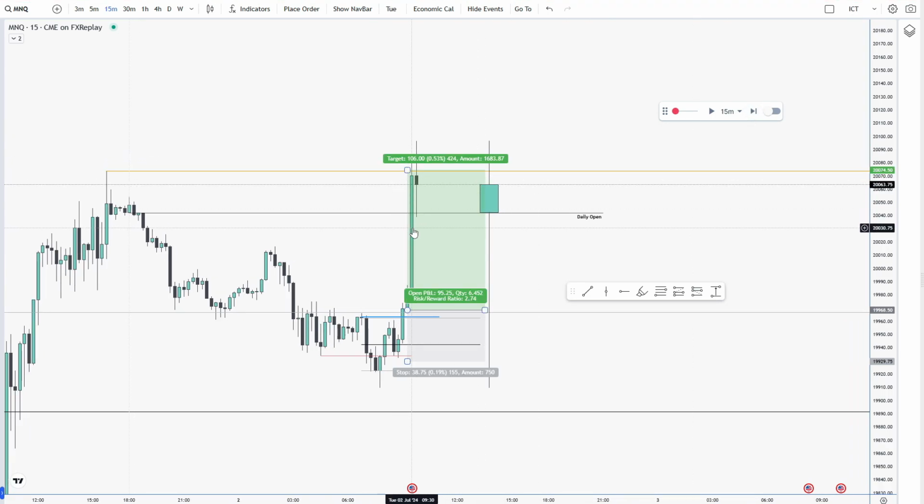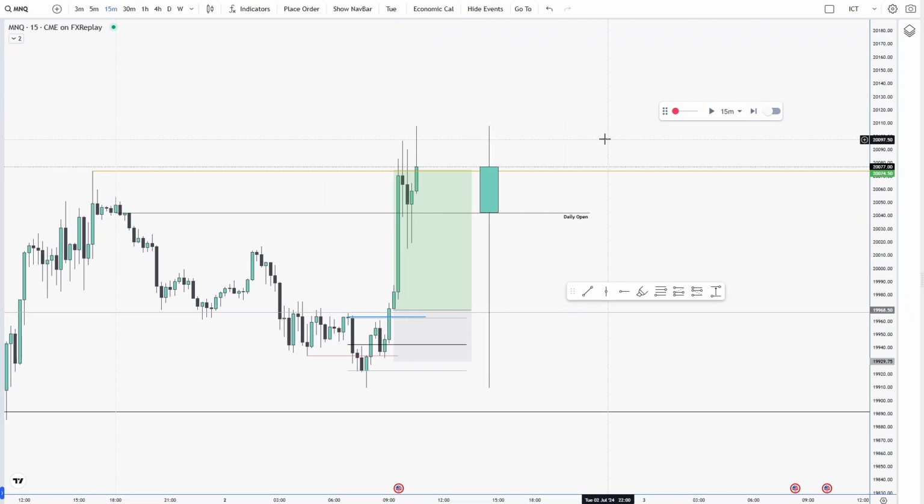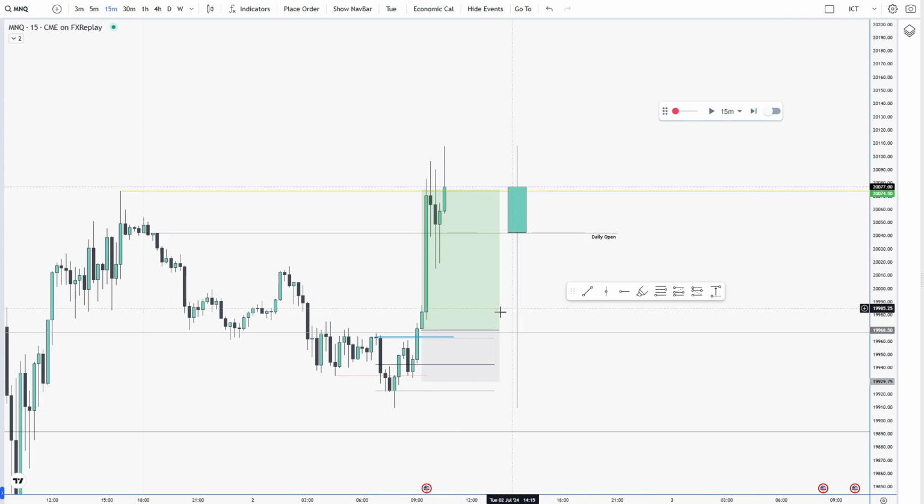And as you can see, on the 9:30 we expanded to the upside, and our profit target is achieved. Also, now for the continuation order block, if you have missed the initial change in state of delivery entry, you could also enter on the continuation order blocks.